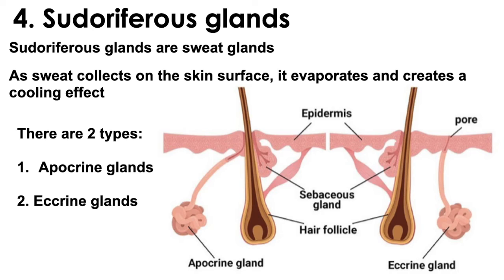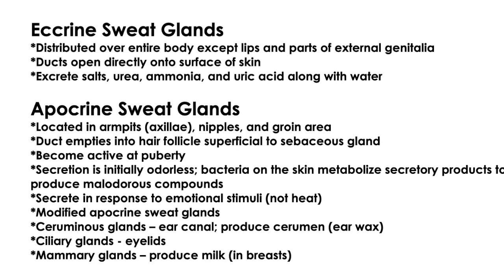Then we have the sweat glands, called the sudoriferous glands. Now there are the apocrine glands and eccrine glands. Now remember, sweat glands are exocrine glands. So exocrine means exiting on the outside, but we're going to divide the sweat glands into apocrine and eccrine glands. These sweat glands are going to focus on excreting salts, urea, and ammonia. This is primarily happening all over the body, and this opens directly to the skin.